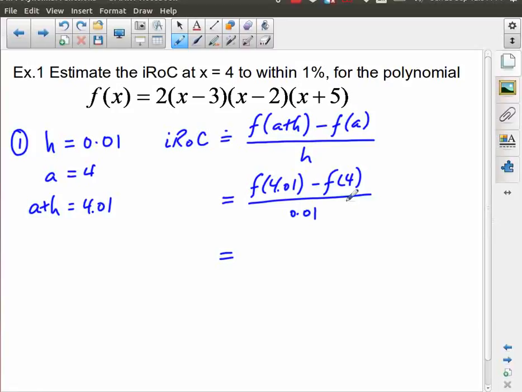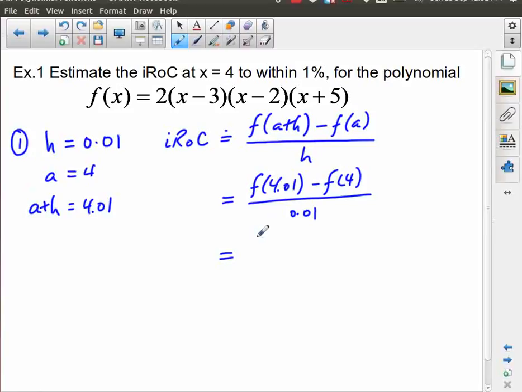And so I've got mine handy here, and I'm just going to run through this. Now, the other thing is, make sure you don't do any rounding at all. Keep all of your calculations on the calculator until the very end. So I've done this in advance just to make sure it works out, but I'm going to do it again. So I've got 2 times, now instead of x, I'm going to replace it with 4.01. So that's going to be 4.01 minus 3, and then 4.01 minus 2, and 4.01 plus 5.